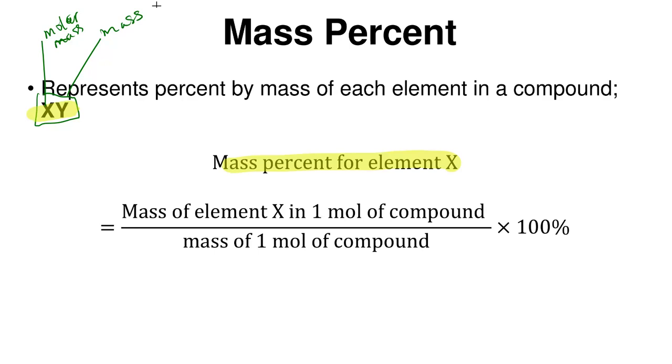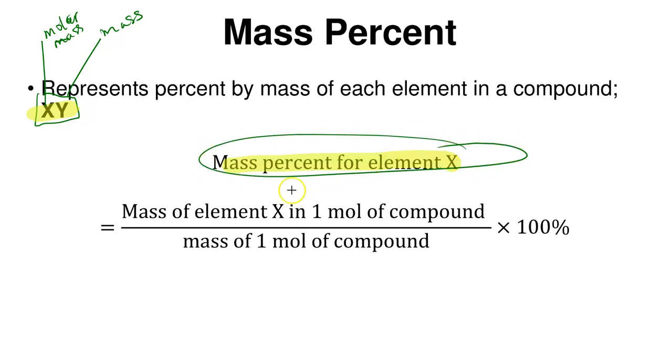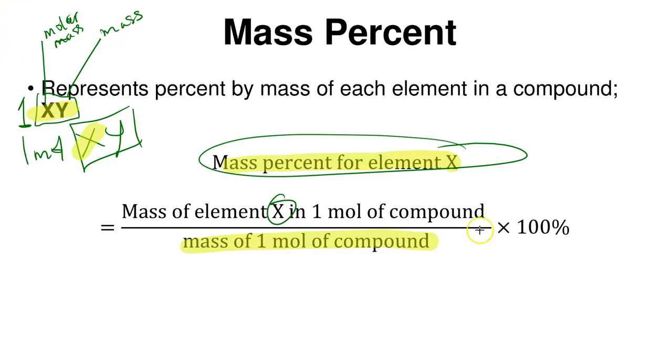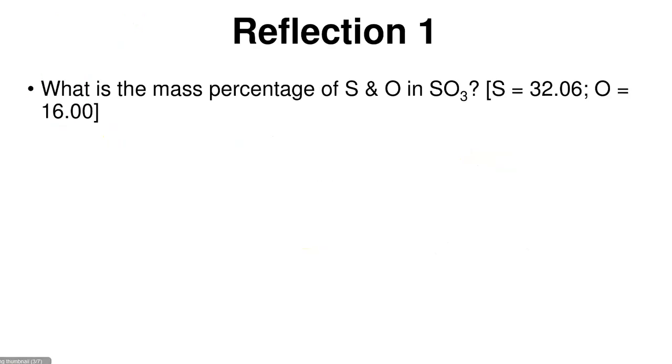So to calculate the mass percent of X, I'm going to take the mass of X in 1 mole. Remember, 1 mole means one of these alone. In 1 mole of XY, that is the molar mass of this compound in grams. So we take the mass of only X and divide it by the total mass of 1 mole of the compound, which contains the XY. This is a fraction, and we'll times that by 100 and report our answer in percentages. So this is very simple and short. This is what we're going to do in this class. Let's take a few examples to reinforce that knowledge.